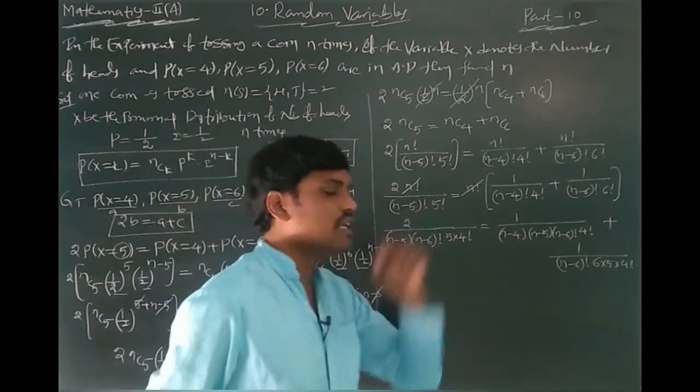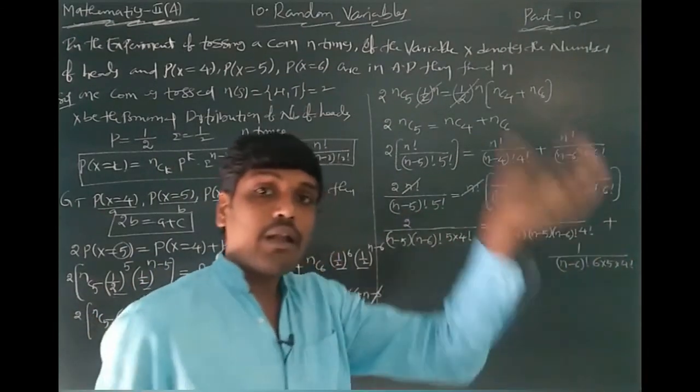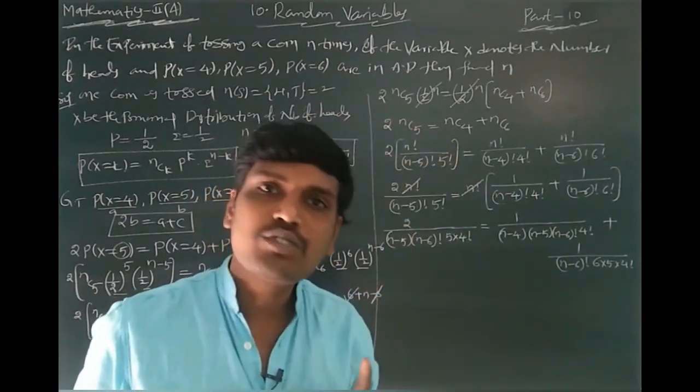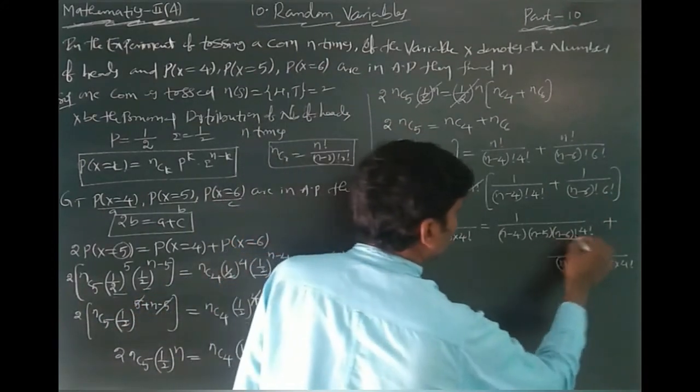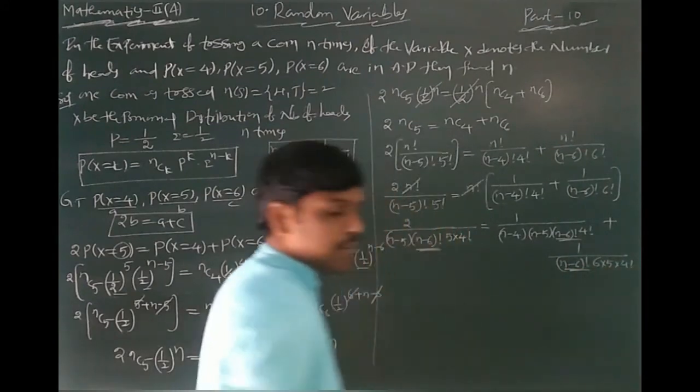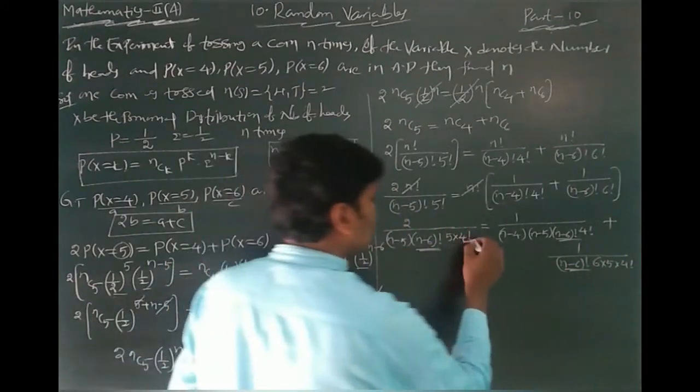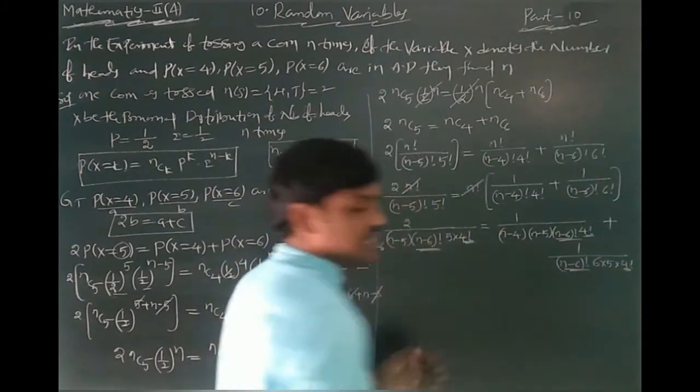This way you can do these model problems. This model problem was already explained in the binomial theorem chapter. This is also a similar way. Here n minus 6 factorial is common in all of them. Here 4 factorial is there, here 4 is there, here 4 is there, so 4 also can be taken common.